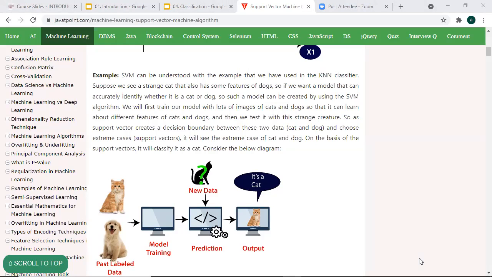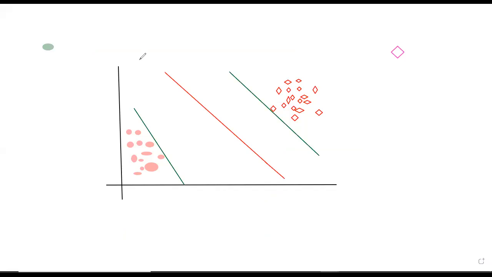So suppose this side is your cat, and this side is your dog. You are making a classification. So what does this support vector actually mean? Support vector means it's an extreme case, whose features are similar to both, right? For example, dog and cat have similar features. What are the similar features they have?